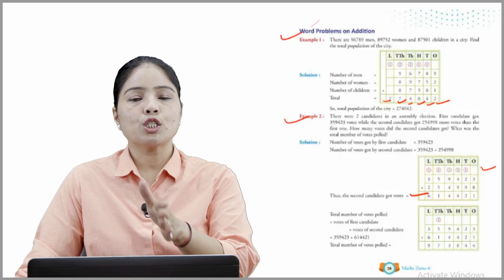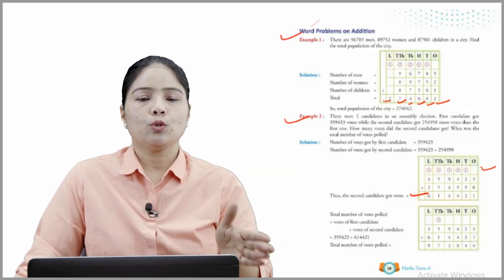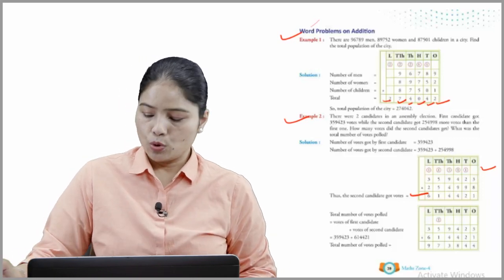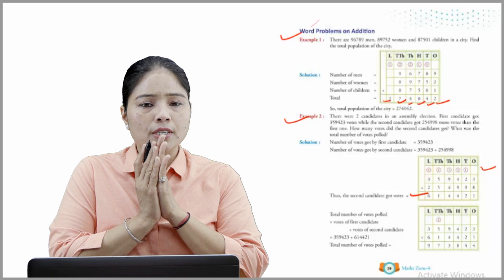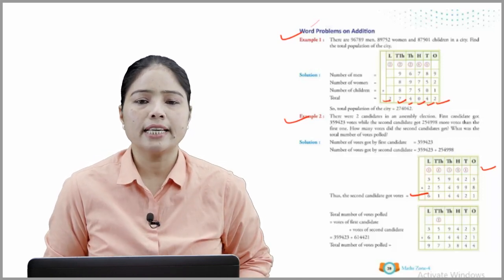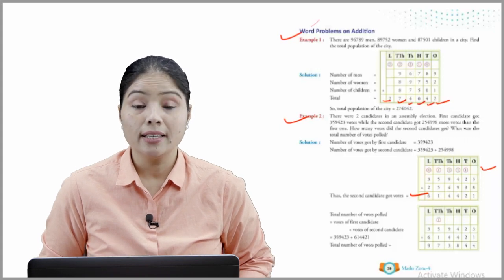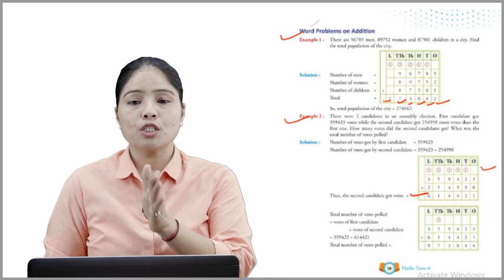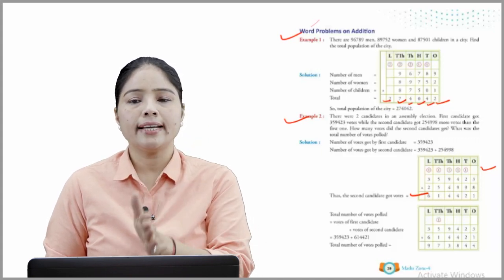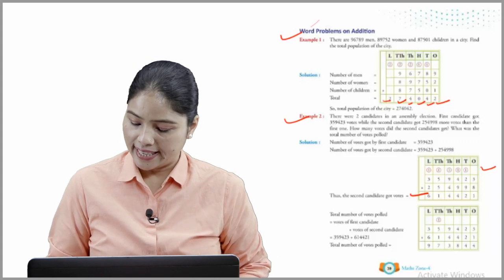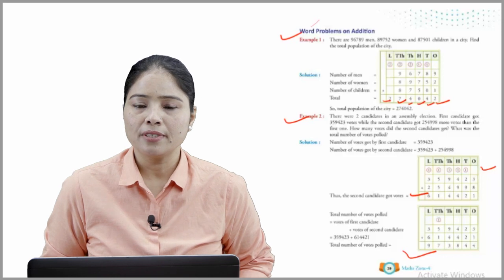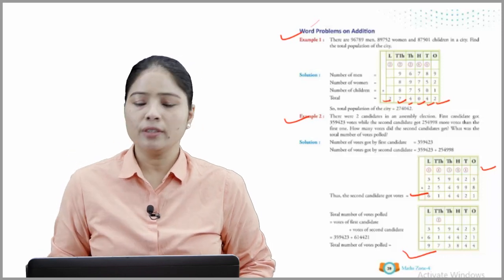Total number of votes polled is equal to votes of first candidate plus votes of second candidate. Okay, so this is first and second, equal to 359423 plus 614421. What is the total number of votes polled? 9,73,844. Yes, this is the answer. I hope you understood the whole concept. Okay, so beta now move on to the next.